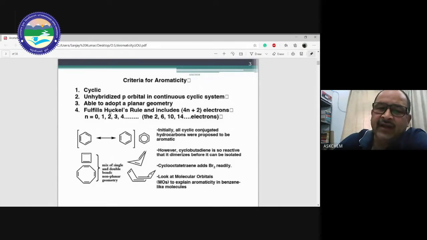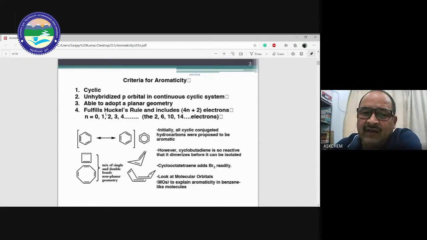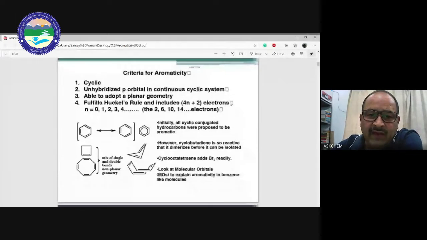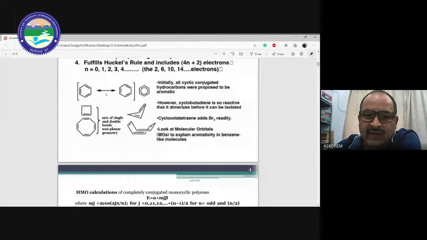The fourth criterion is very empirical, and this says that it must obey Huckel's rule of aromaticity. This Huckel's rule comes from the HMO calculations, which we will see later on, and includes 4n plus 2 pi electrons. The monocyclic system, which has unhybridized continuous p orbitals, and is planar, and fulfills Huckel's rule, constituting 4n plus 2 pi electrons in a continuous loop, for n equal to 0, 1, 2, 3, right from 0 it can be aromatic, like in the case of cyclobutene. So when we see this for the benzene molecule, this is the Kekulé regenerating form, or this benzene delocalization is there.